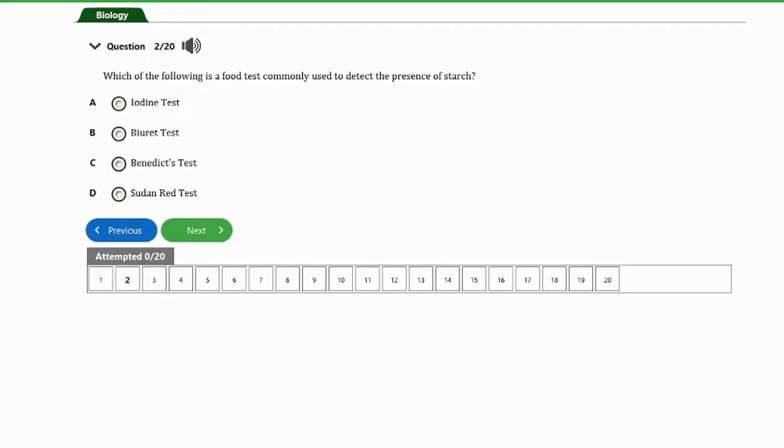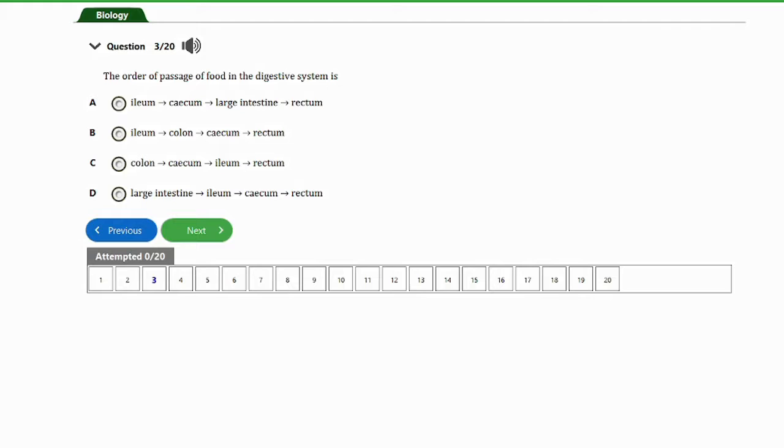It says, which of the following is a food test commonly used to detect the presence of starch? A, iodine test, B, Biuret test, C, Benedict test, D, Sudan red test. So guys, iodine test is a carbohydrate test that is specific for testing the presence of starch. So guys, the answer to this question is option A, and that's the iodine test. So let's consider the next question.